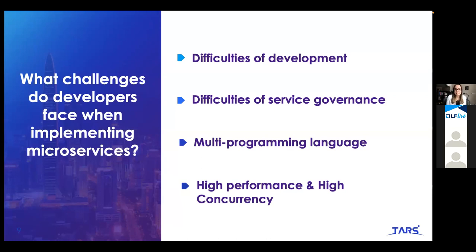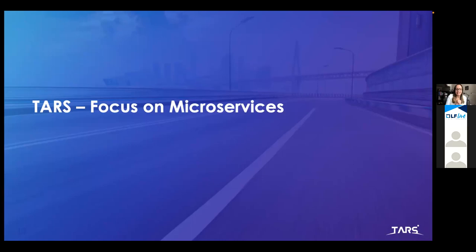So we know that not everything is perfect, and with microservices, that's no different. There are five significant challenges when developing microservices, including problems in development, service governance, multi-programming language support, and high performance and high concurrency. Those things are very hard to achieve when using a microservice framework. And TARS is one of the microservice frameworks that helps to address these challenges.